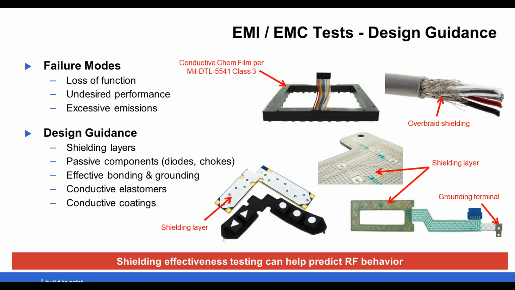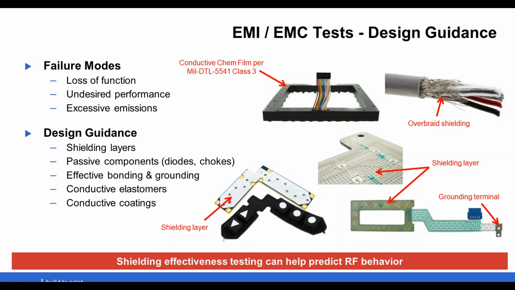There's also passive components, ferrites, chokes, ESD diodes that can be placed in series within your circuit to actually help safeguard against some of these events. Another key consideration here is to make certain you have an effective and proper path to ground.